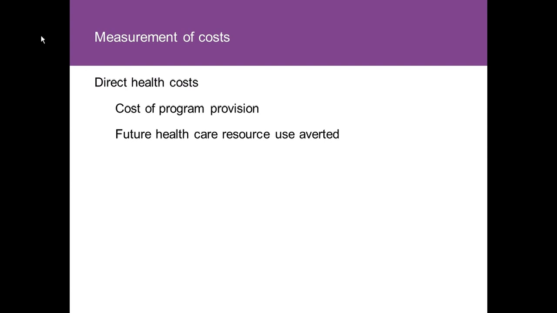Now, the measurement of costs can be broken down into different categories. Commonly, direct health costs are measured in economic evaluations of health interventions. This might include the cost of program provision, but also the future healthcare resource use that might be averted. So, when thinking about preventive programs, avoiding hospitalizations or other healthcare resource use from avoiding the negative health outcome that would lead to them.